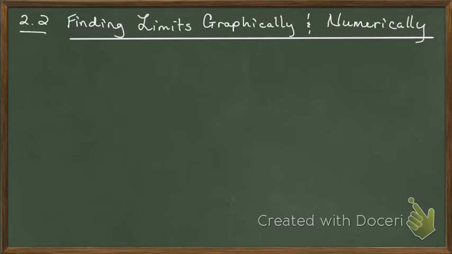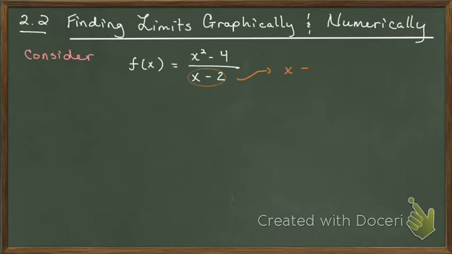First, I want to consider the function f of x equals x squared minus 4 divided by x minus 2. I've chosen this function specifically because I quickly observe with the denominator here that I cannot plug in 2. f of 2 is undefined, okay? That's an important thing to understand here. I can't actually plug in 2. But I want to see what's going on.